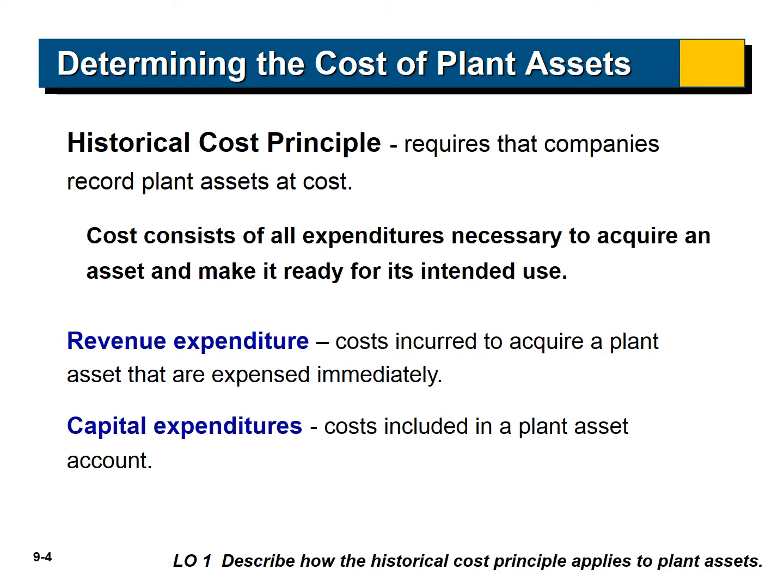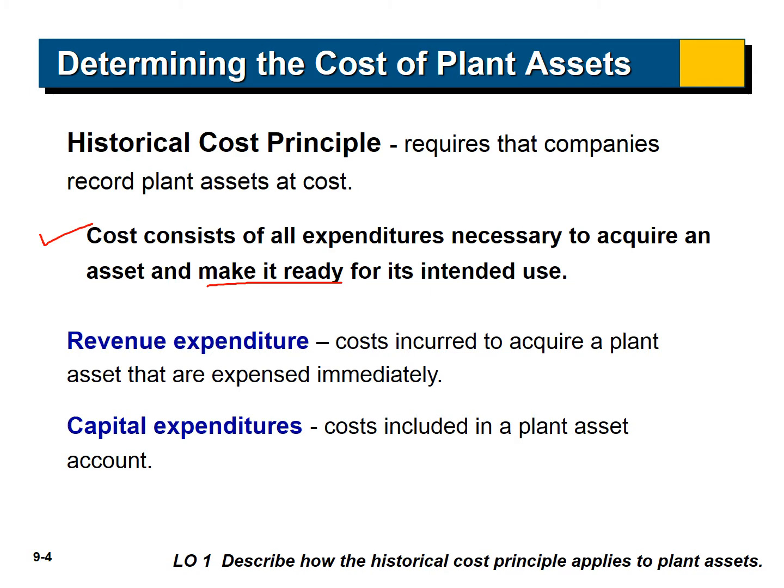The cost of plant assets. Historical cost principle requires that companies record plant assets at cost. And what is cost? Cost consists of all expenditures necessary to acquire an asset and make it ready for its intended use. So it's not just the purchase price, it's everything to get it ready for use.